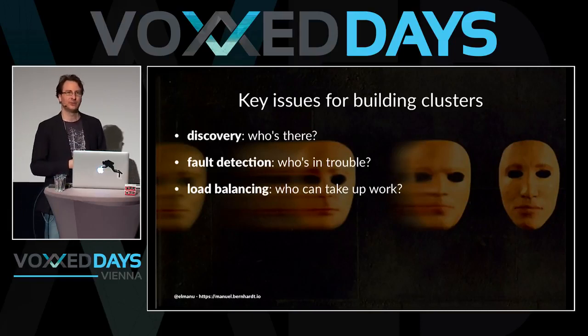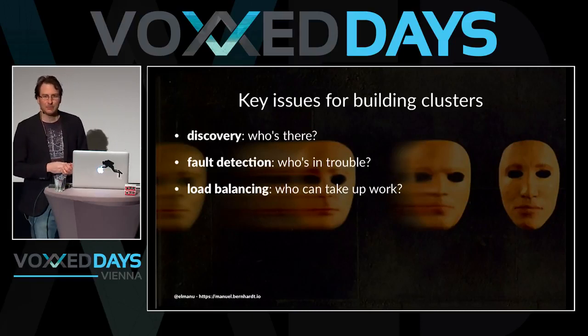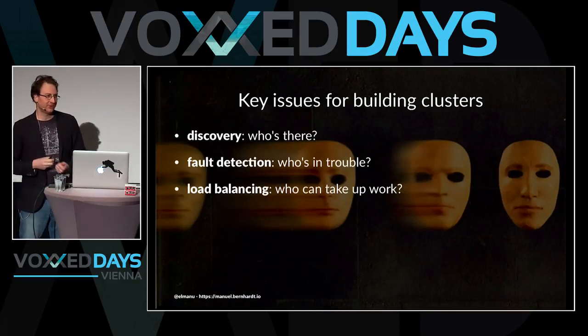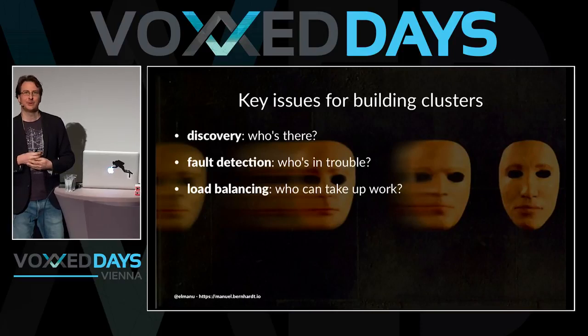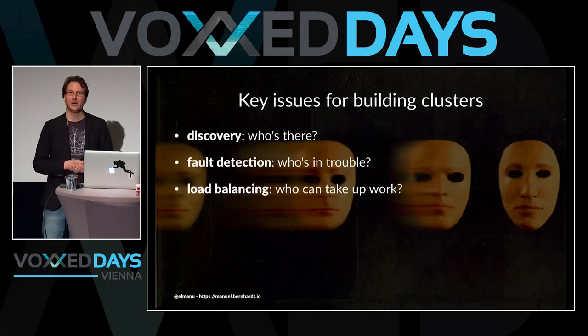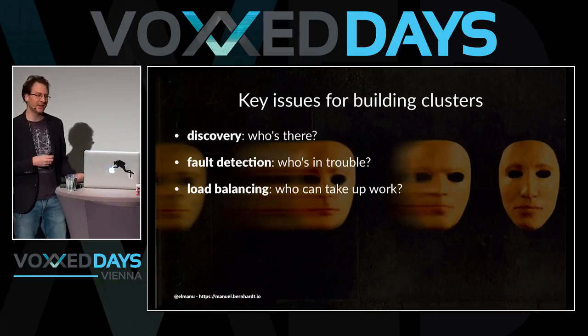Who is there, who is part of the group. Then, nodes can crash. Either the process crashes, or the hardware fails, or the network fails. They're gone. So you need to figure out who is in trouble. It's the failure detection part.